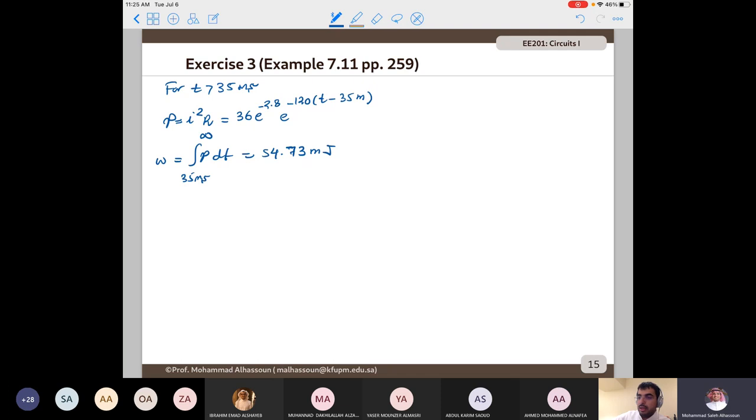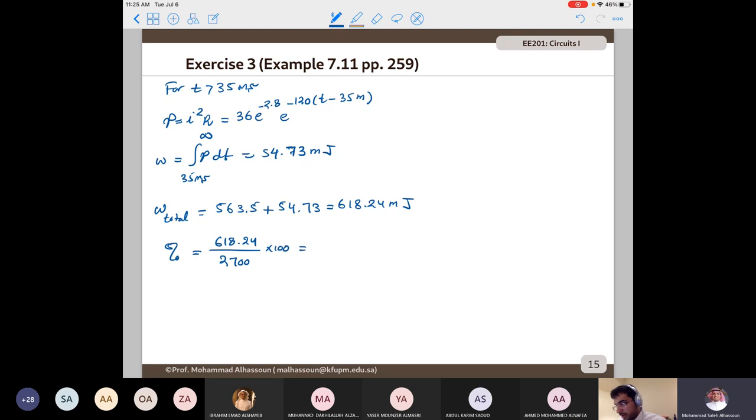So now the total energy dissipated in the 3 ohm resistor is going to be the summation of the energy dissipated in the first interval plus the energy dissipated in the second interval. So if you calculate the percentage, you're going to get 61824 divided by 2700, multiplied by 100, and this is going to give you, I believe, 22.9%.